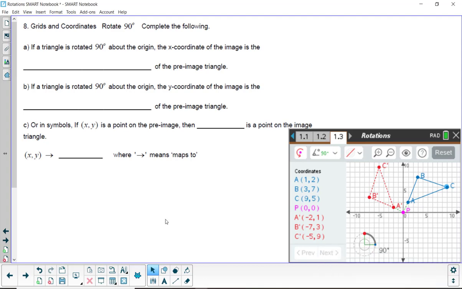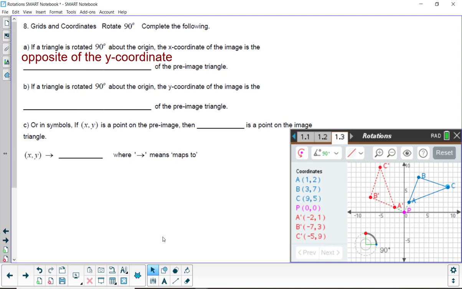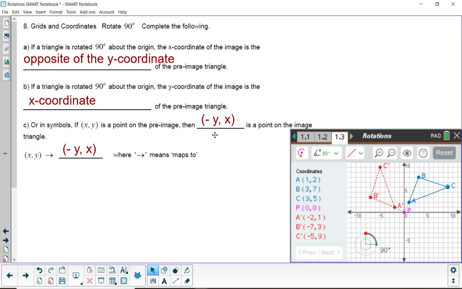So 8a, if a triangle is rotated 90 degrees about the origin, the x-coordinate of the image is the opposite of the y-coordinate of the pre-image. And the y-coordinate of the image is the x-coordinate of the pre-image. Now how do we write that symbolically? If (x, y) is a point on the pre-image, then (opposite of y, x) is on the image. We say that (x, y) maps to (-y, x).